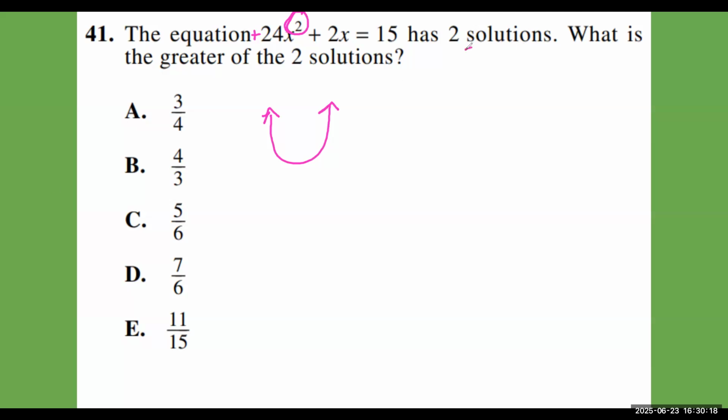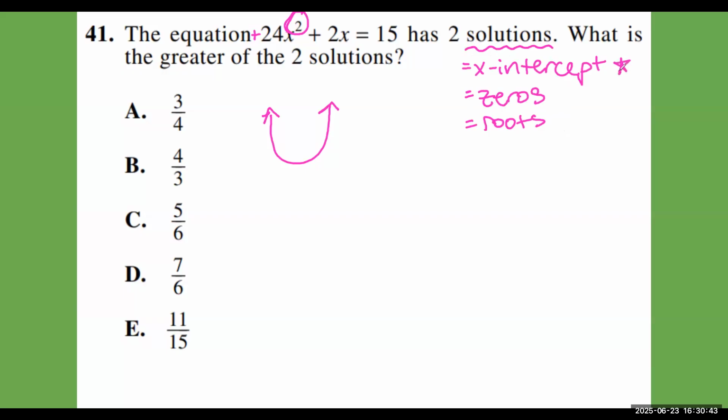So this word solution actually has some other words you might have heard it called. Different math teachers call them different things. You might have heard it referred to as the x-intercept. You might have heard of them referred to as zeros or as roots. Depending on what the question is asking, we kind of use these words interchangeably.